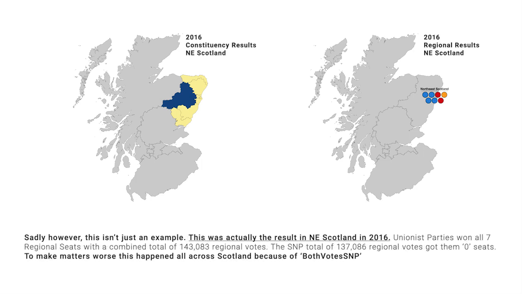Sadly, however, this isn't just an example. This was actually the result in North East Scotland in 2016. Unionist parties won all 7 regional seats with a combined total of 143,083 regional votes. The SNP total of 137,086 regional votes got them 0 seats. To make matters worse, this happened all across Scotland because of both votes SNP.